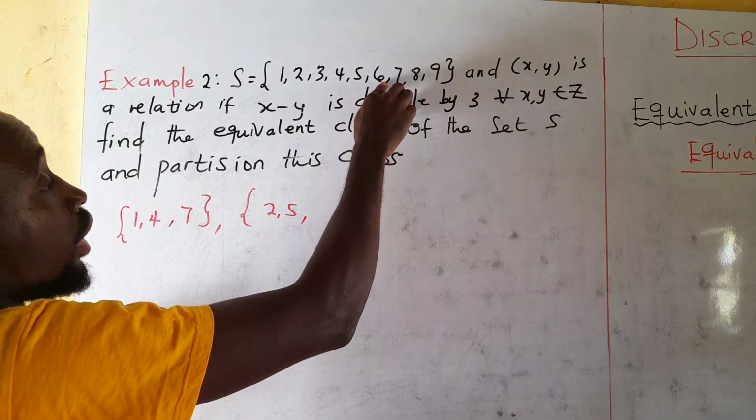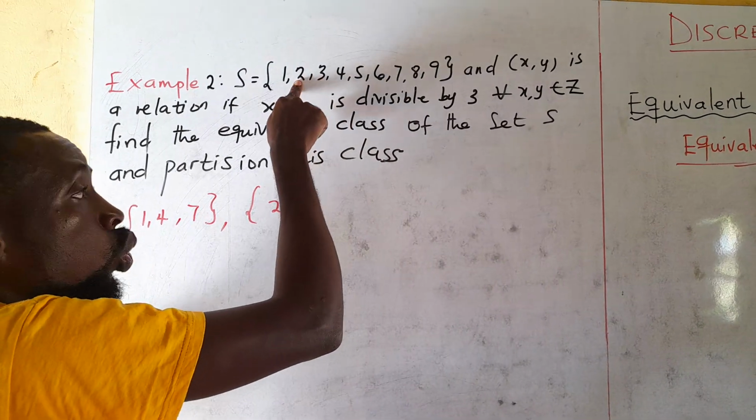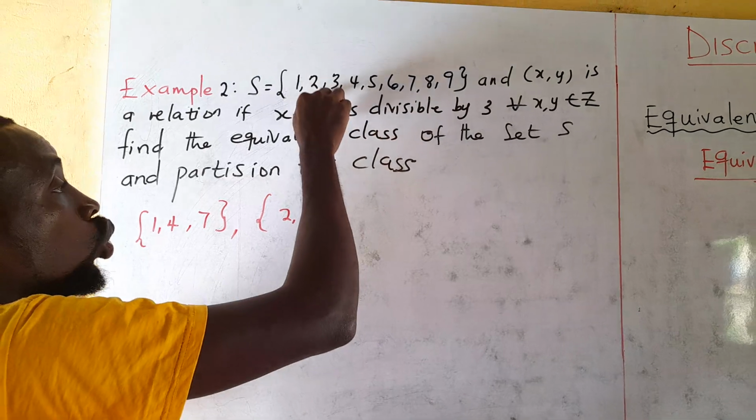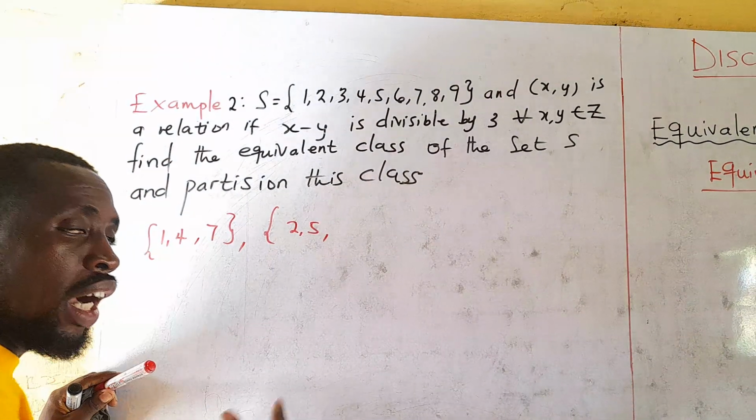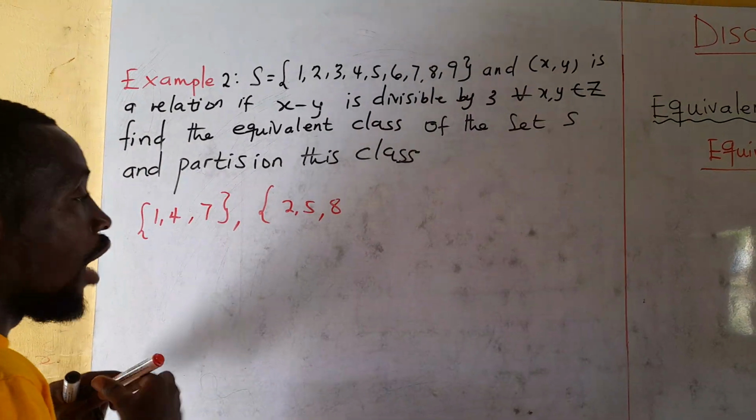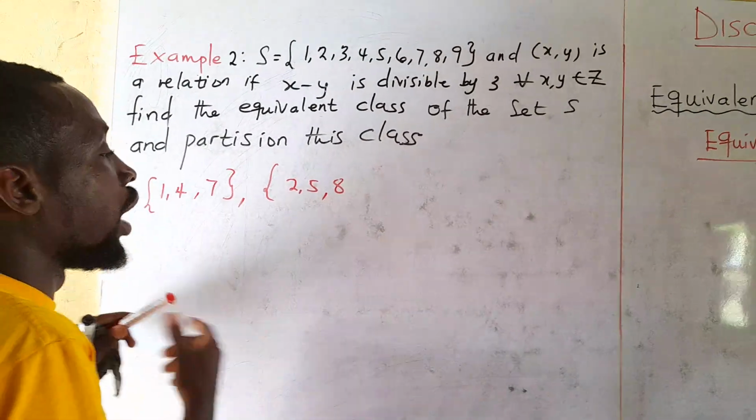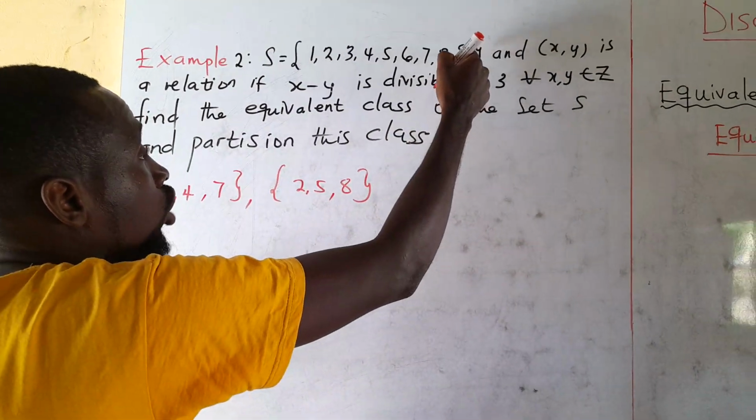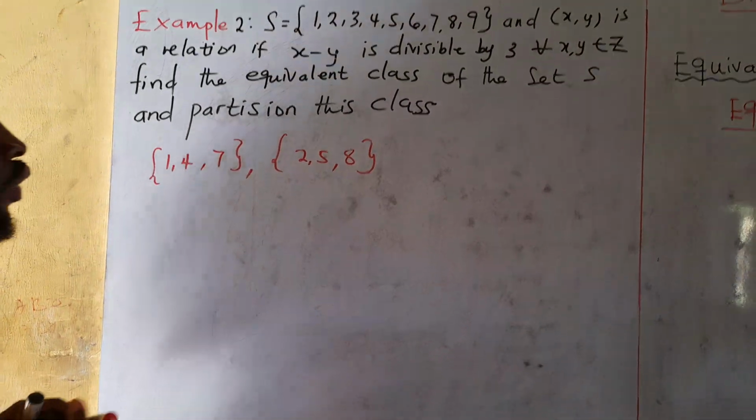Then 6 minus 2 is 4. 3 cannot divide 4. 7 minus 2 is 5. 3 cannot divide 5. 8 minus 2 is 6. 3 can divide 6. So we can say 8 can be in that class. However, check. 8 minus 5 is 3. And 3 can divide 3. Then we can say these are the members of the class. You can check the last one. 9 minus 2 is 7. And 3 cannot divide 7.